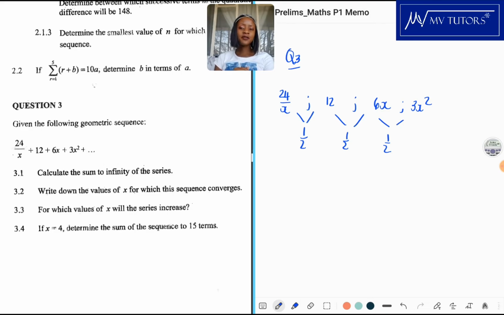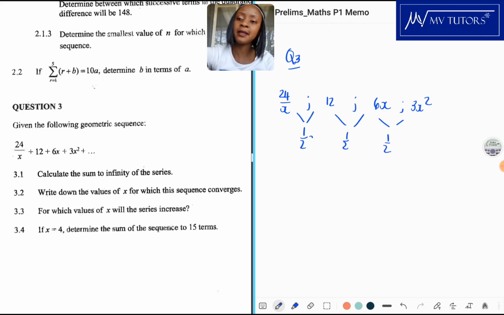So if I say 24 over x times x, obviously the x's cancel, times a half is 12. So I'm basically multiplying by a half x, okay? And 12 times half x will be 6x, and 6x times half x will give us 3x squared. So basically this is our common ratio. And don't forget how you get your common ratio. You will say your T2 divided by T1.